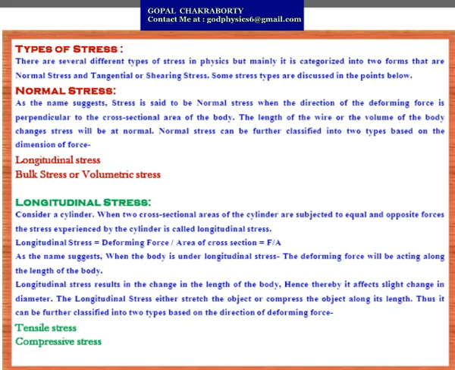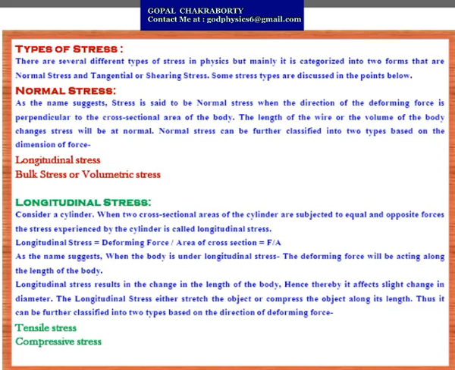As the name suggests, stress is said to be normal stress when the direction of the deforming force is perpendicular to the cross-sectional area of the body. The length or the volume of the body changes. Normal stress can be further classified into two types based on the dimension of force: longitudinal stress and bulk stress, or volumetric stress.